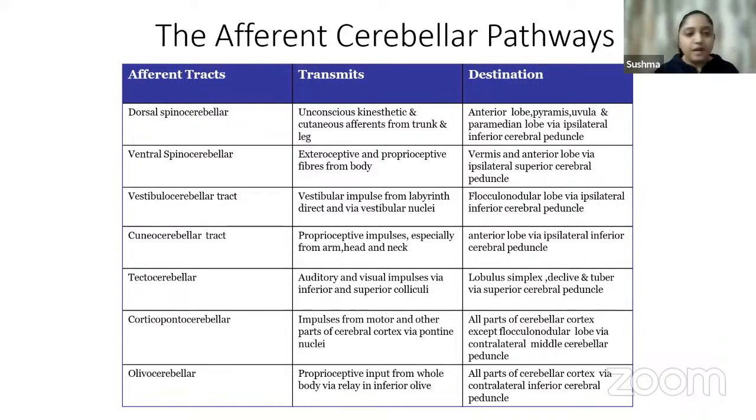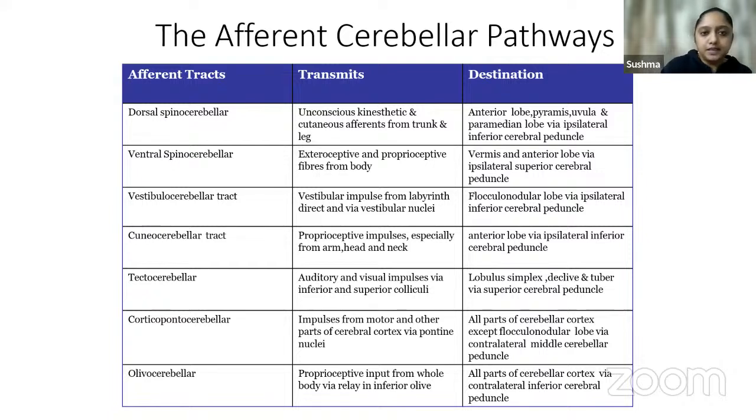So then the cerebellum got its input from, the cerebellum gets its inputs from different pathways and everything.